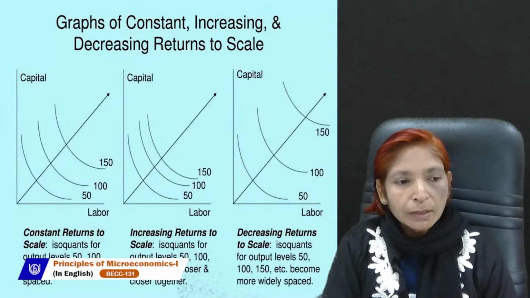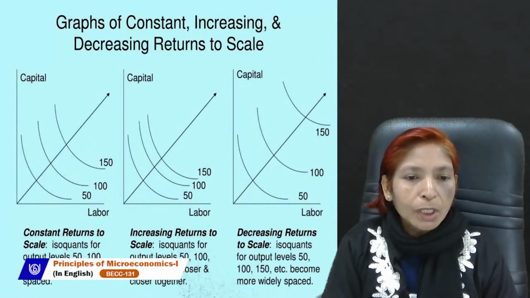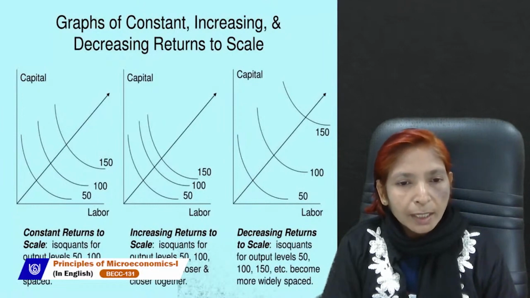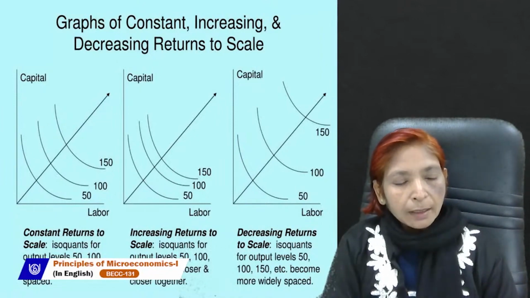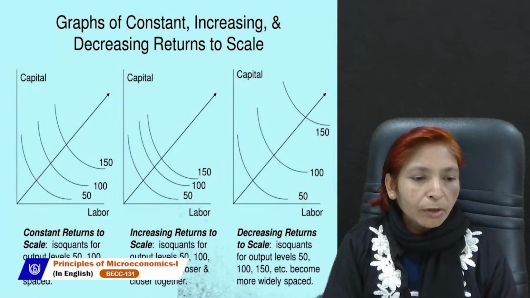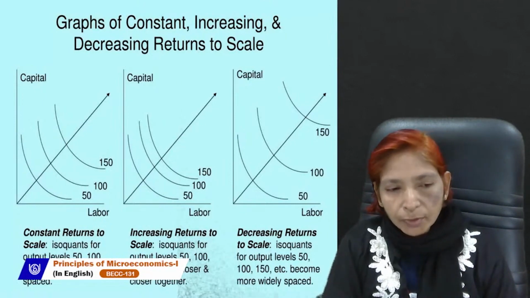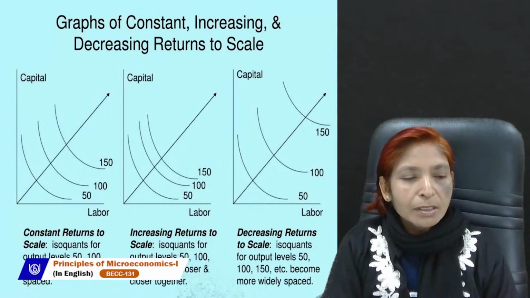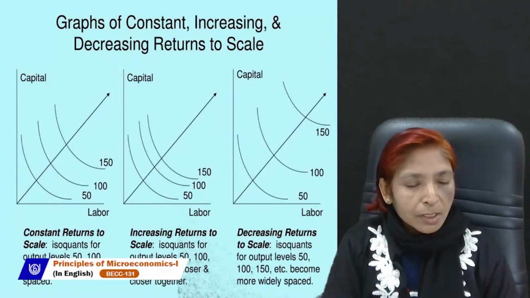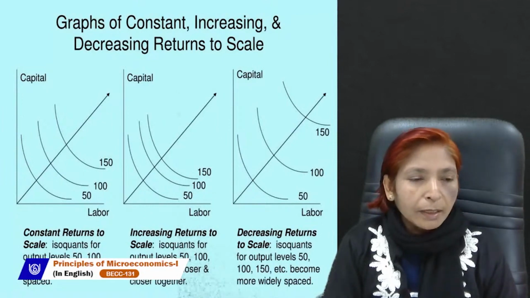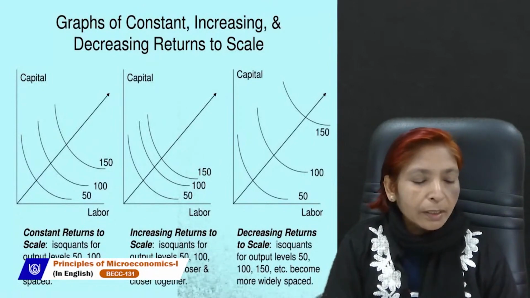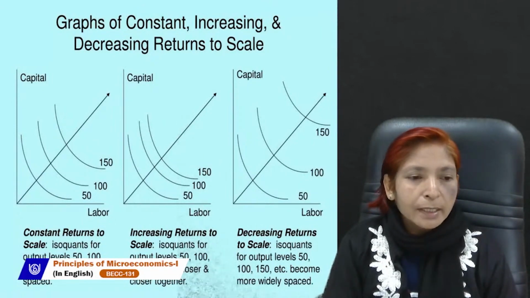So the expansion path, or line which starts from the origin, is a 45-degree line which divides the 90-degree angle into two parts. And the downward sloping curves which show the units of 50, then 100, then 150, these three lines show isoquant curves. In the first case, production is 50, 100 and 150, and the difference between these isoquants is equal. So it represents that constant returns to scale is applicable.